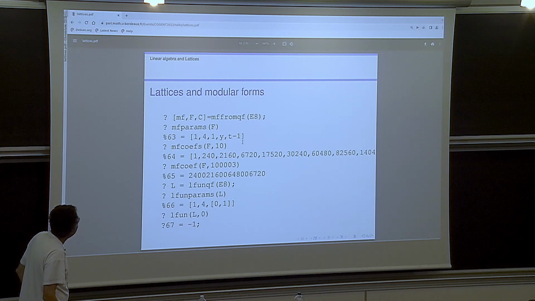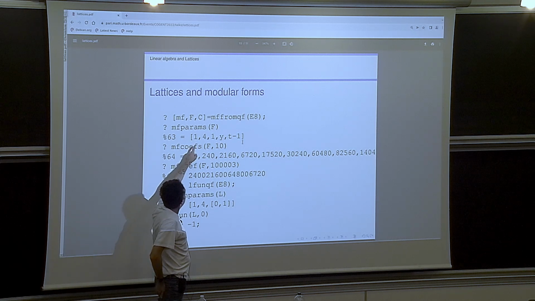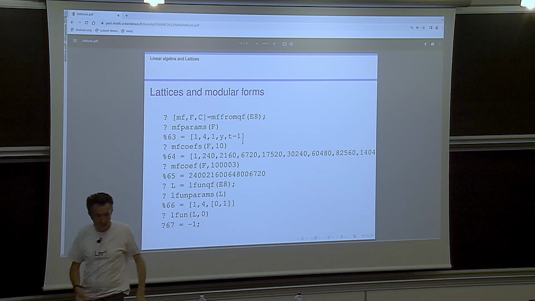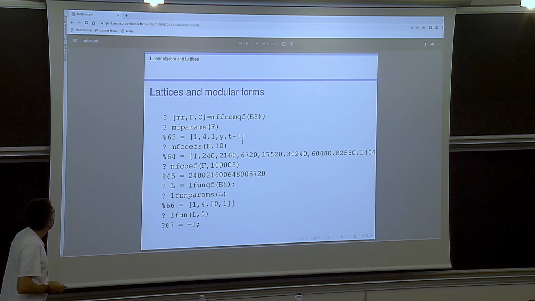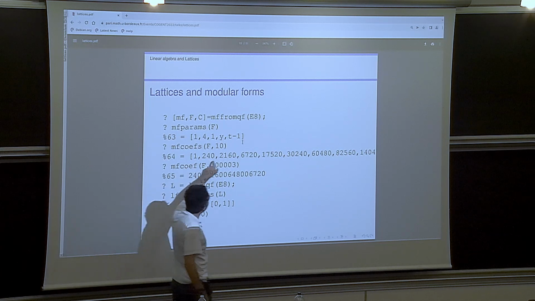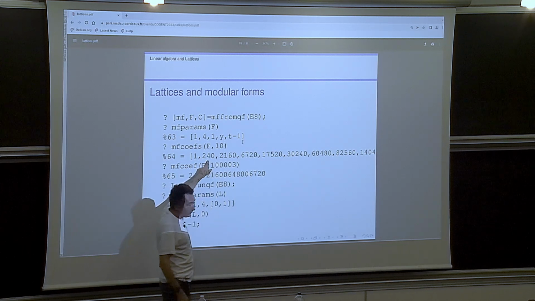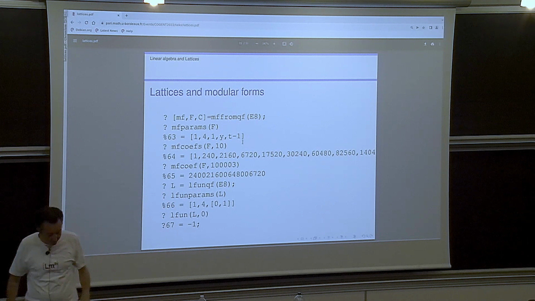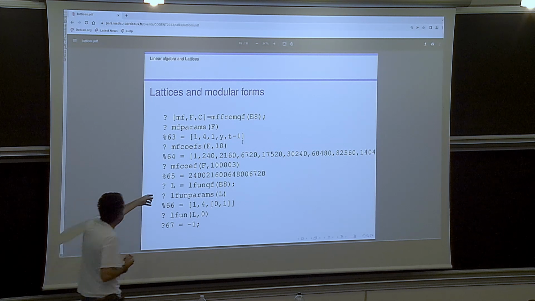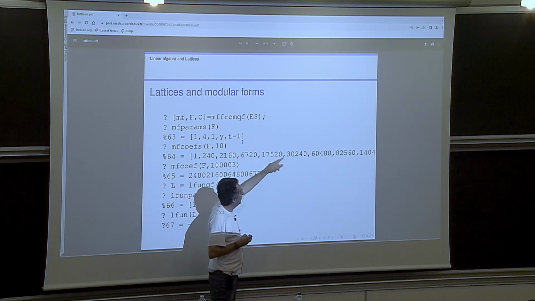So mfparams gives you what kind of modular form it is. And so 1 means it's level 1. 4 is the weight. And this means a trivial character with integral coefficients. Okay? So since the determinant of A8 is 1, you get level 1, and the weight is half the dimension, so it's 4, so it's okay. So now if you compute the coefficients, you get this. And you see that this coefficient is 240. This is because the coefficients of the modular form are the number of vectors of a given norm. So norm 0, of course, there is only 1. Norm 1 is this, norm 2, norm 3, norm 4, exactly.